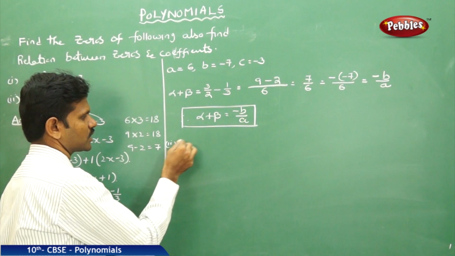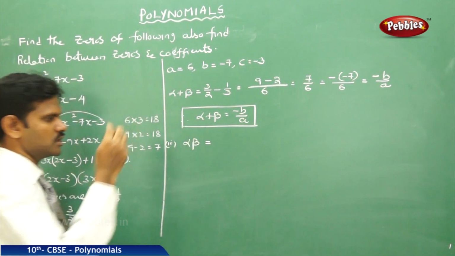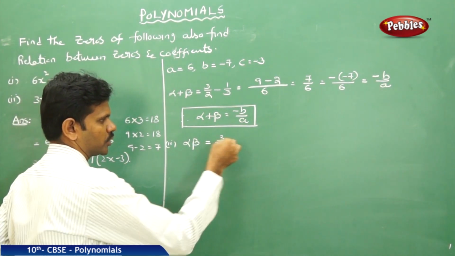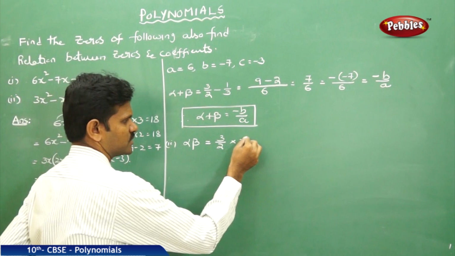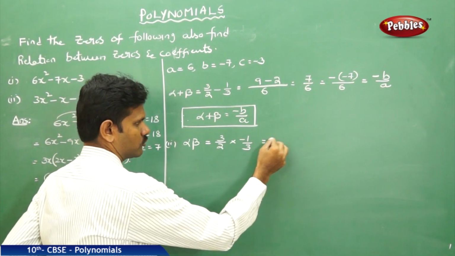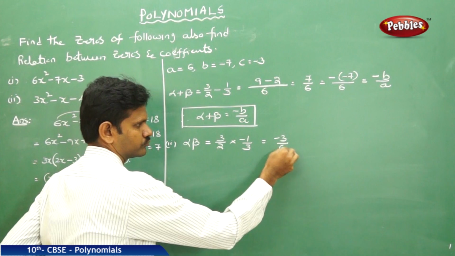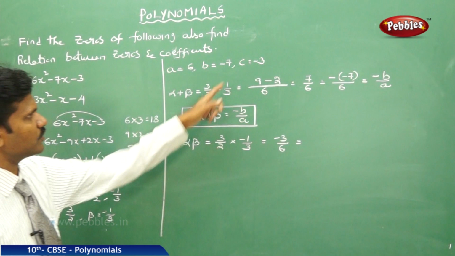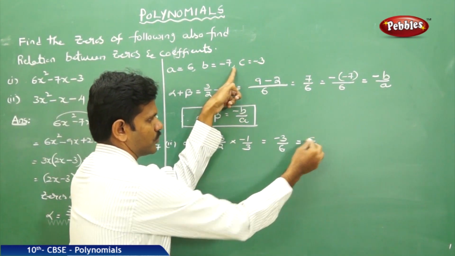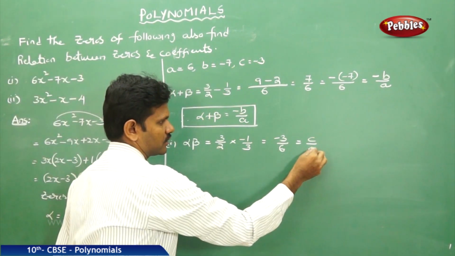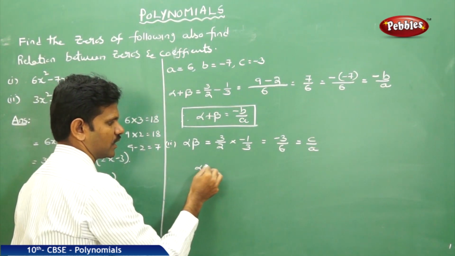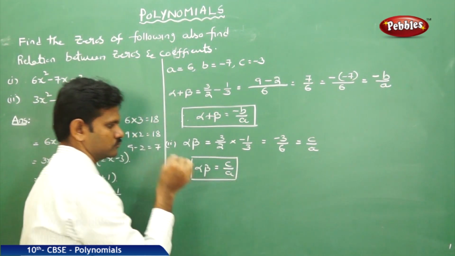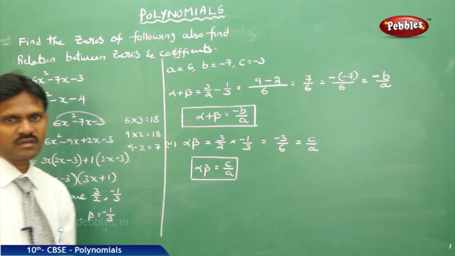Come to the second part, alpha beta, that is equal to alpha 3 by 2 into beta minus 1 by 3, that is equal to minus 3 by 6, which is equal to minus 3, nothing but c, by 6, nothing but a. From our previous knowledge, you know very well, alpha beta is equal to c by a. Okay, now the problem has been completed.